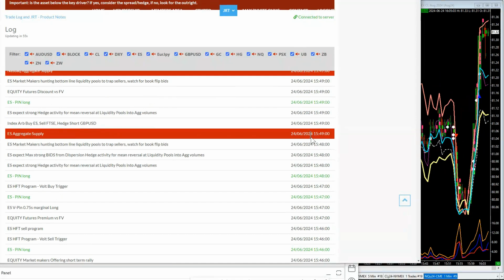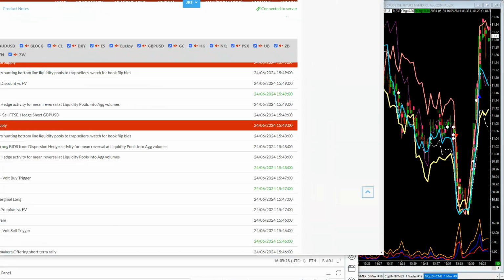What do you think they're going to use that aggregate supply for at 1549? They're going to use it for hunting bottom line liquidity pools. They're going to use it for max strong bids against dispersion hedge activity. They're going to use it for this strong hedge activity for mean reversals. They're going to use that aggregate supply to do all of these buy trade opportunities.